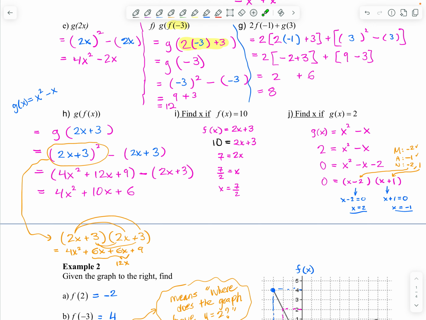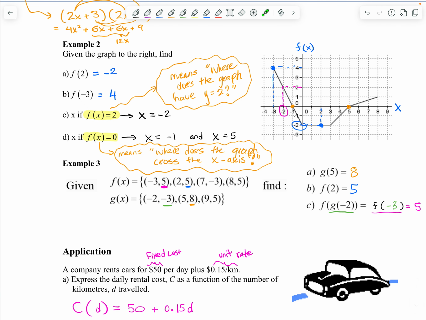Well, those numbers are -2 and 1. And then I use the zero product property to figure out that if two things multiplied are equal to 0, then either this is 0 or this is 0. So x minus 2 is 0 when x is 2, and x plus 1 is 0 when x is -1. So those are my two solutions.